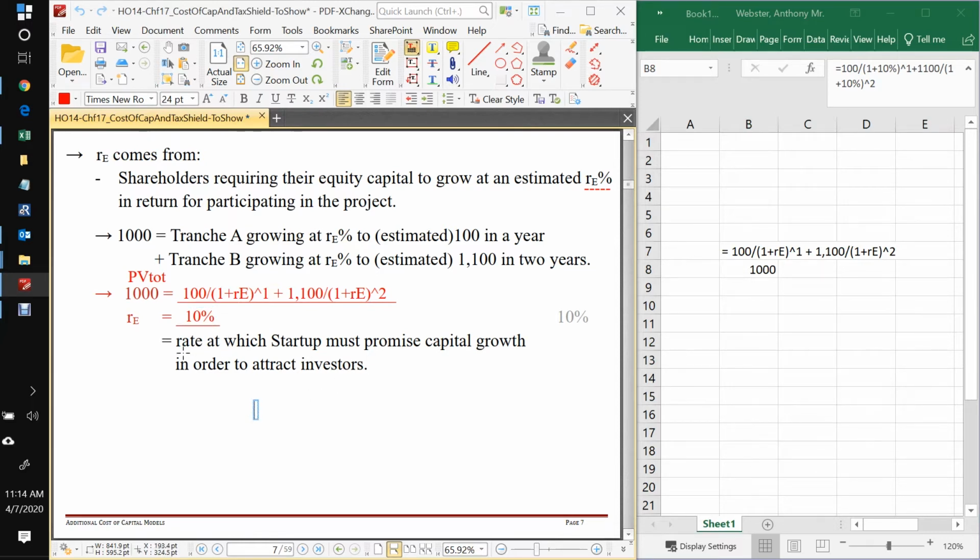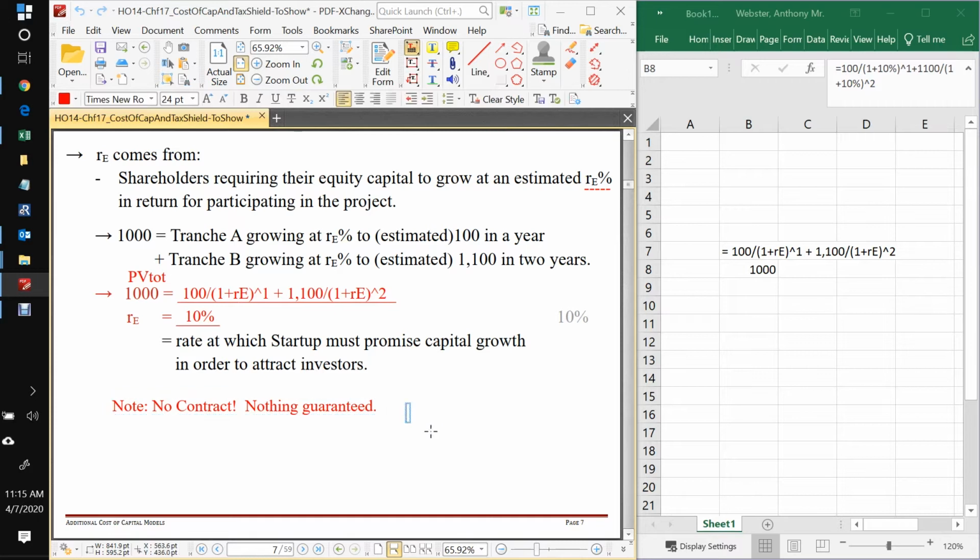So what does this mean? This 10% is the growth rate, the interest rate, that the startup has to promise potential investors in order to attract them to participate. No contract. Nothing is guaranteed in this case.